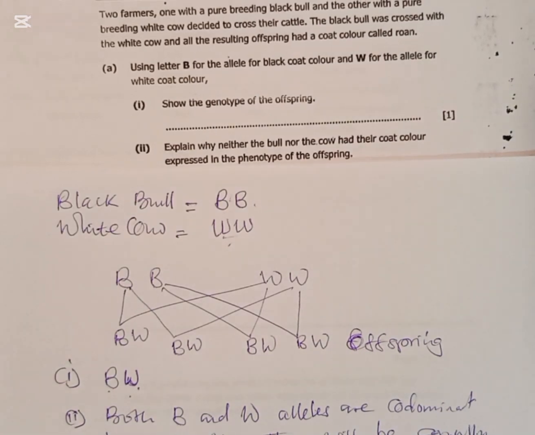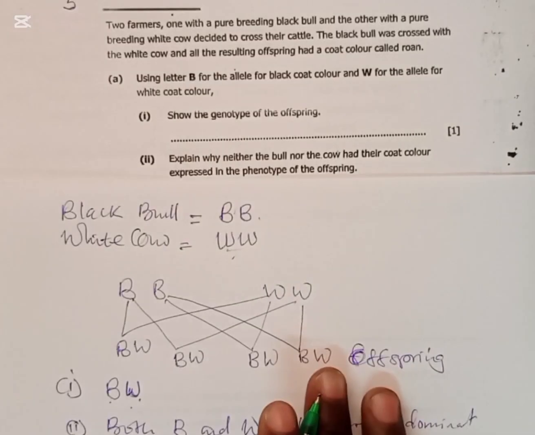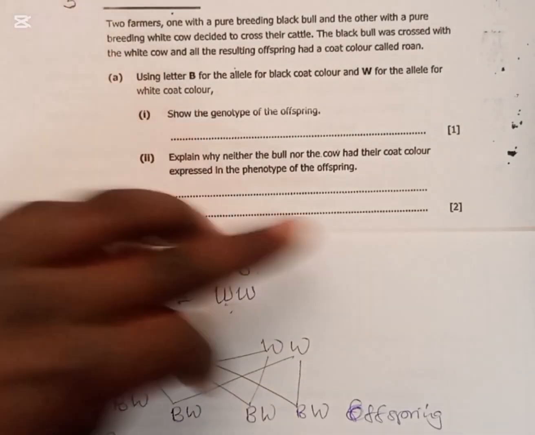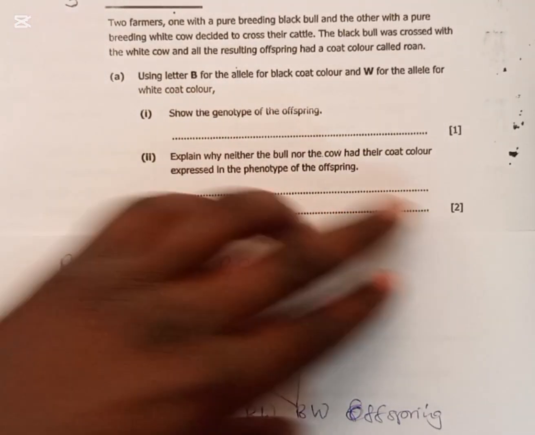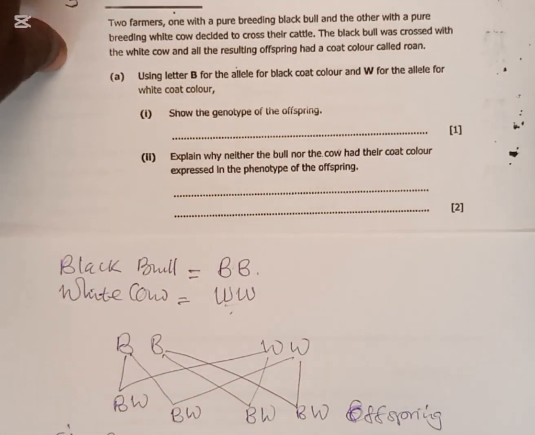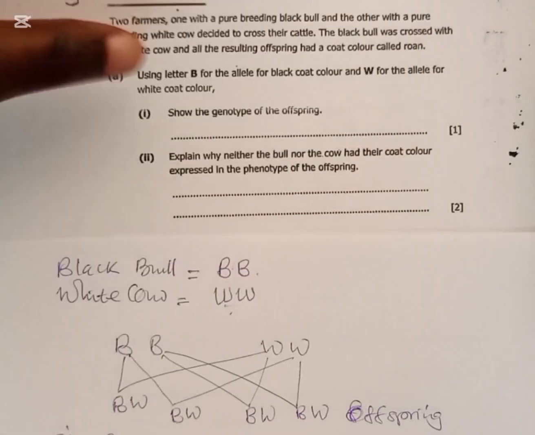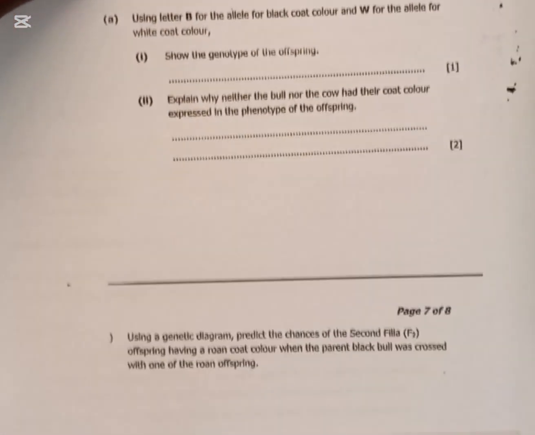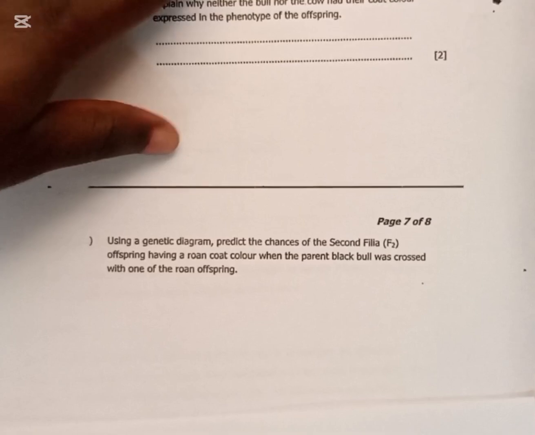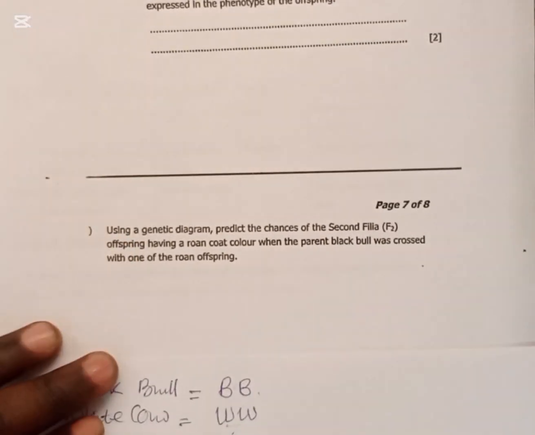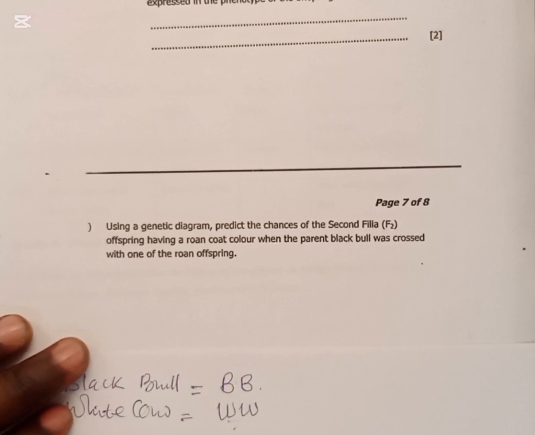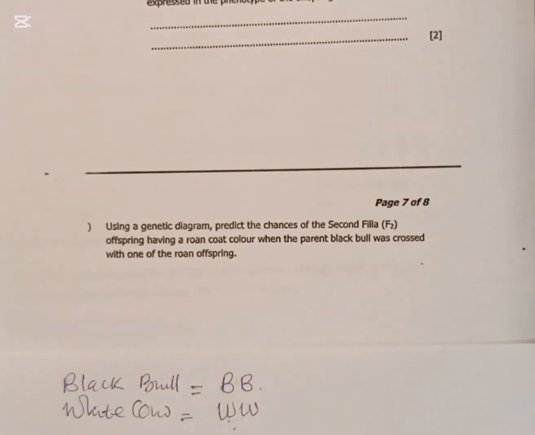Okay, so having done that, you stand a chance of getting the 2 marks that is indicated at the end of the question. And then the other thing that we need to do now, therefore, is to solve the other question, which is asking us actually to use the genetic diagram.